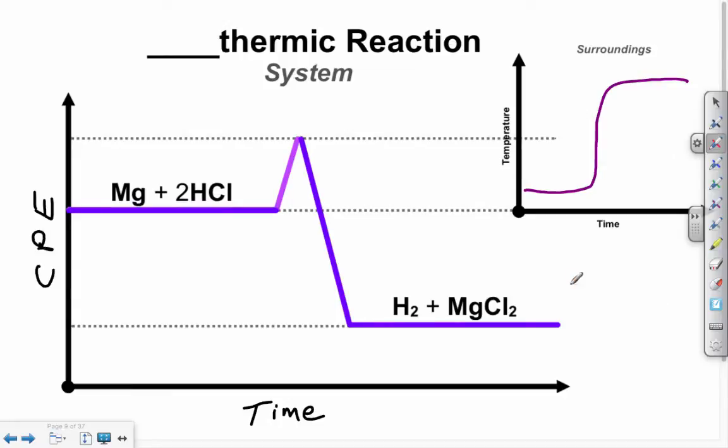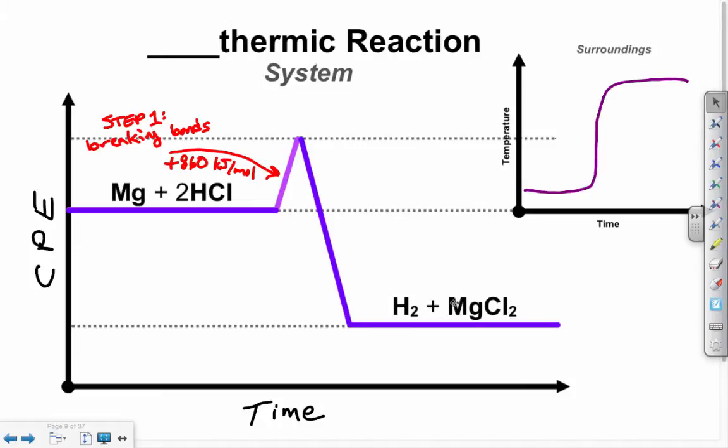In order for this reaction to take place, the magnesium and the two hydrochloric acid molecules must collide with sufficient energy to break their bonds. The breaking of these bonds requires energy, specifically a positive 860 kilojoules per mole.